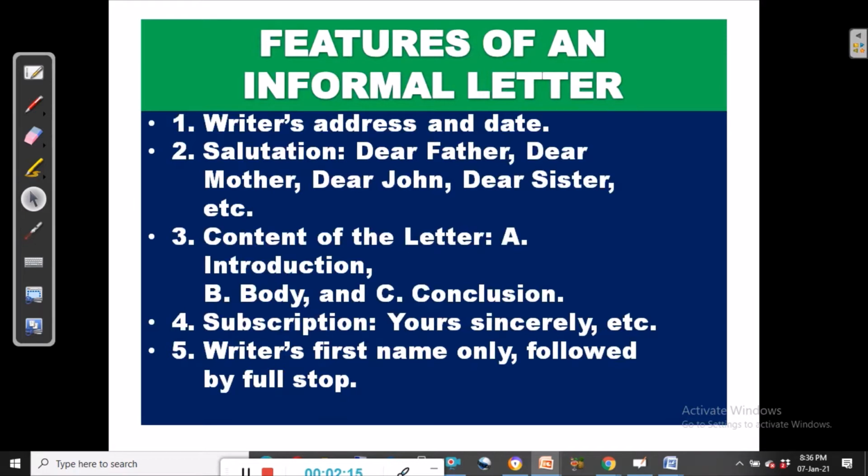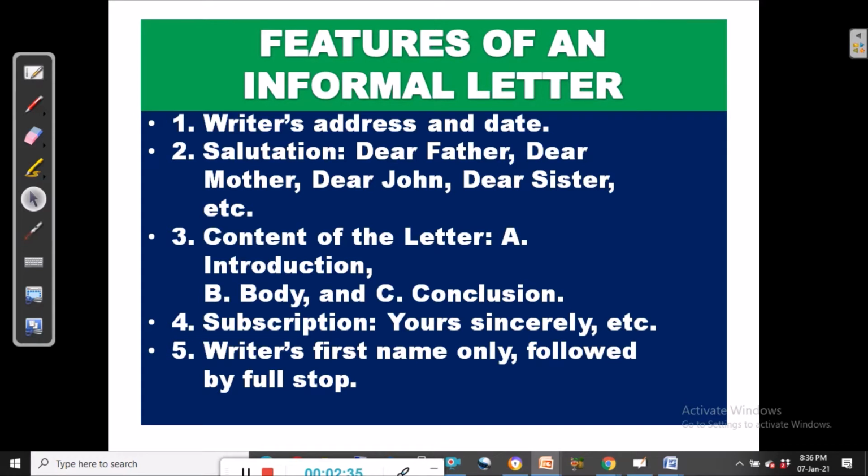An informal letter begins with the writer's address and date. You write your address and then you write the date. This is followed by the salutation. For example, dear father, dear mother, dear John, dear sister, etc.